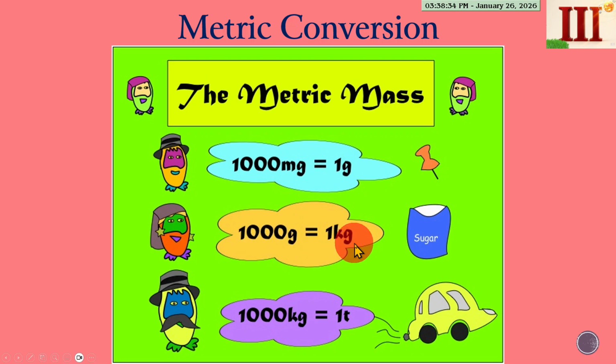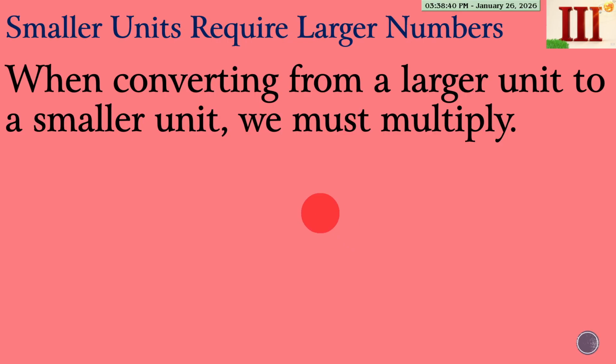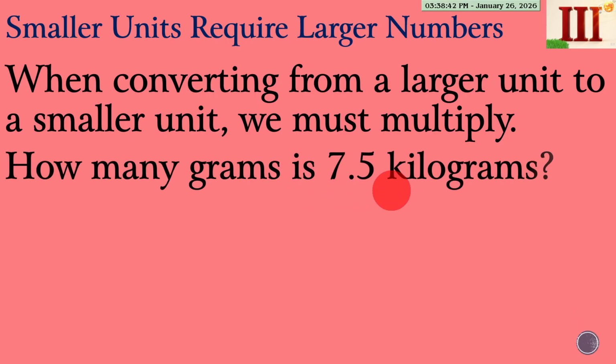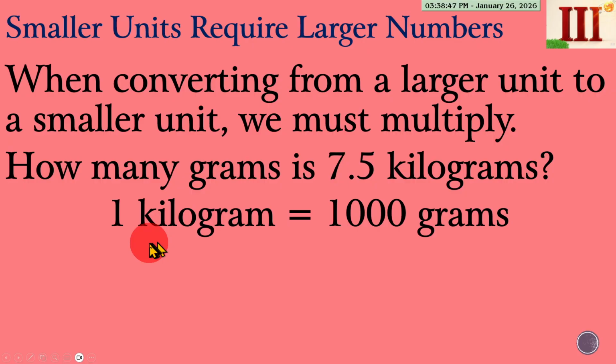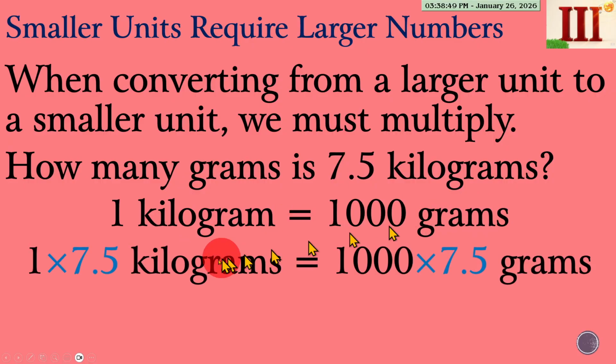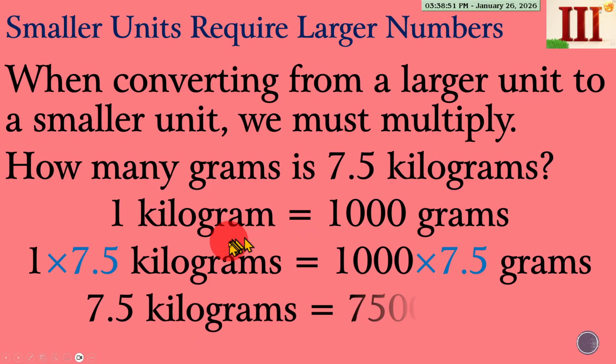They will not give this conversion to you in the exam, by the way. So let's have a look at the metric conversions. This time we're going from kilograms to grams. 1 kilogram is 1,000 grams. We want the grams, which is the smaller unit, so we'll be multiplying 1,000 times 7.5. So 7.5 kilograms will give us 7,500 grams.